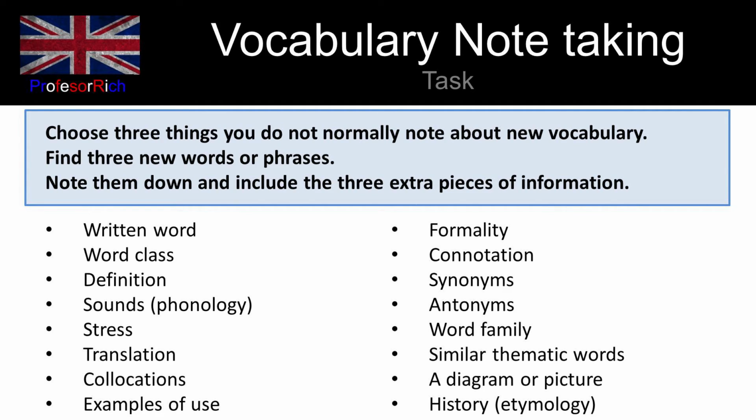So choose 3 things, like, for example, synonyms, examples in use, and collocations, and then go and find 3 new pieces of vocabulary and make vocabulary notes about those things and use the new information and put those in your notes. All right? And then let me know in the comments below if that helps you to remember and use that new vocabulary. In order to help you a little bit more, I'm going to show you a few examples from my students when I did this.